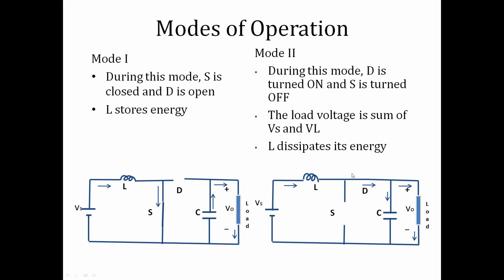In mode 2, the switch is kept in the off condition and the diode is in the on condition. During this mode, the inductor energy, which was stored earlier, is dissipated, and during this time, the capacitor is charging.